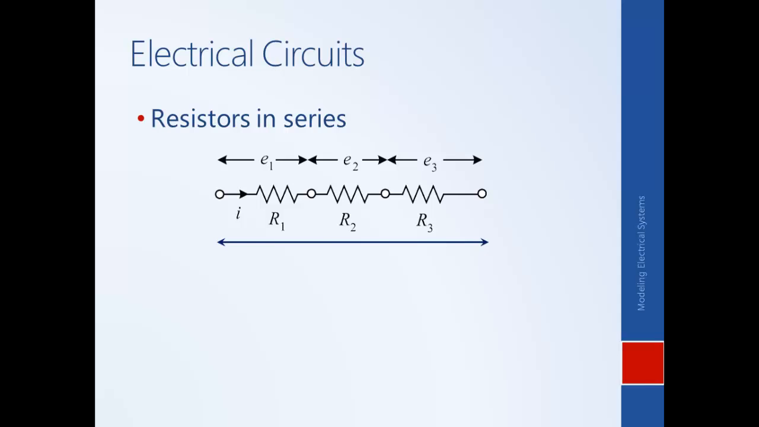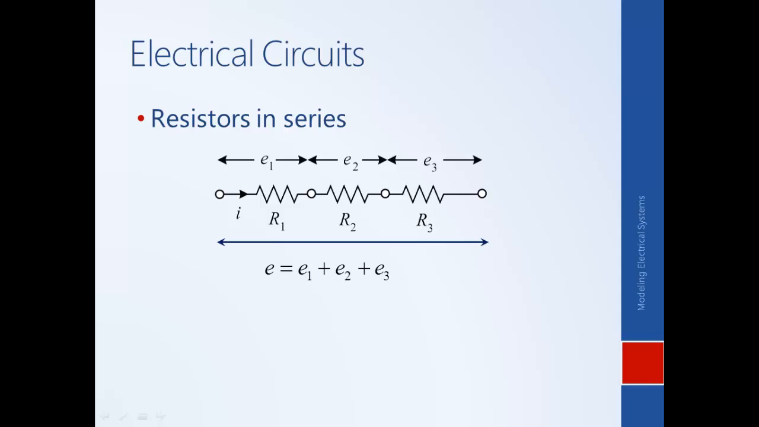Recalling what voltage is, the voltage across the first resistor is E1, across the second resistor is E2, and across the third resistor is E3. And the current through all 3 resistors is the same, because in essence the electrons have only a single path to go through. And since charge is conserved, however much current is flowing through the first resistor must also flow through the subsequent resistors.